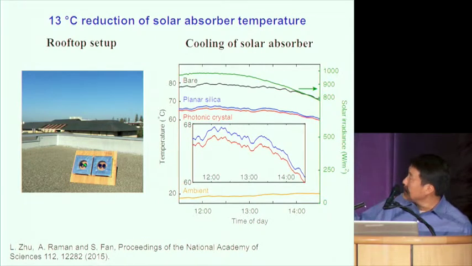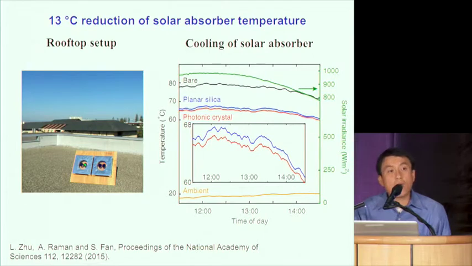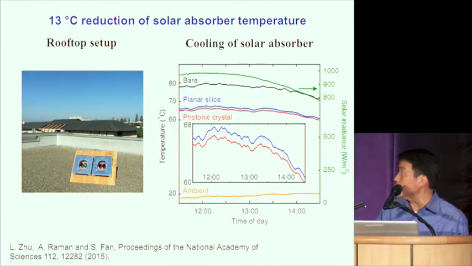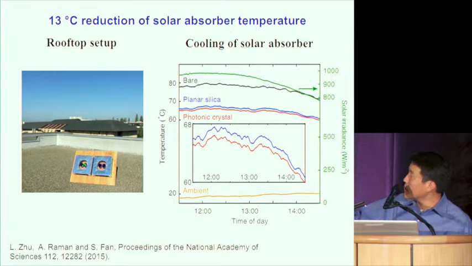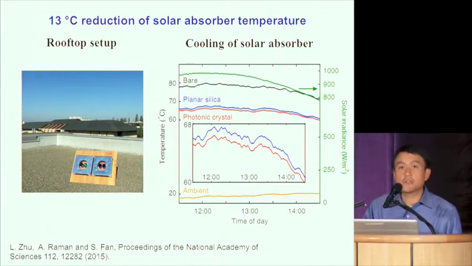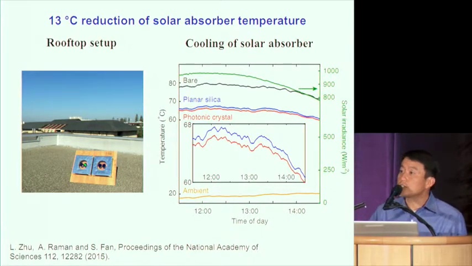In this case, we tilt the sample to face the sun so that there's close to 1,000 watts per meter squared of sunlight hitting the structure. And both the planar silica structure and the photonic crystal structure have much lower temperature compared with the bare silicon structure. The temperature difference here can be as large as 13 degrees Celsius. This is an experiment where we're really trying to prove the fundamental potential here. So we cut down the convection by using a polyethylene film to cover the surface of the apparatus.